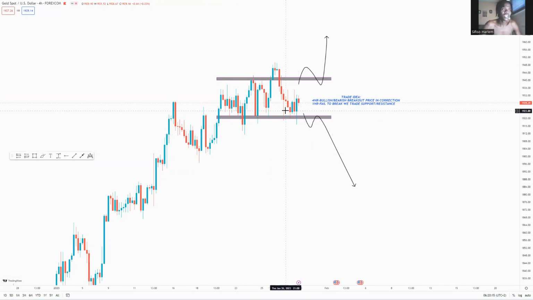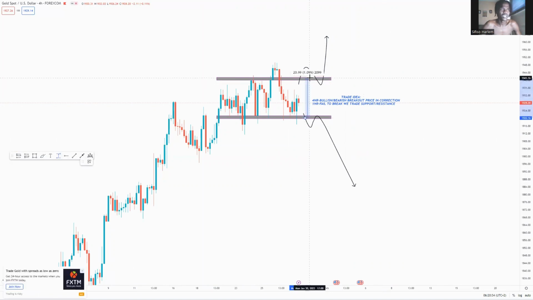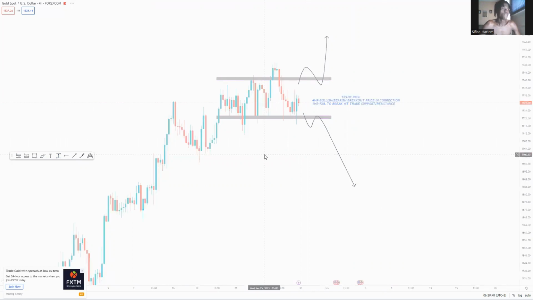So my trade idea is we're looking for a bullish or bearish breakout because price is in a correction or a range or a sideways movement. If price fails to break, we'll trade support and resistance. And I think we have enough range right there. Yeah, 20 pip range. Yeah, that's enough and that's equivalent to being tradable. So again, we're looking for a bullish or bearish breakout to confirm our direction, or we simply trade support and resistance.